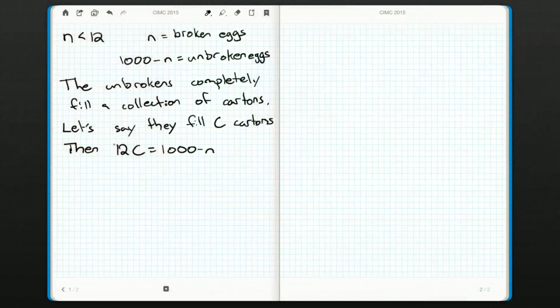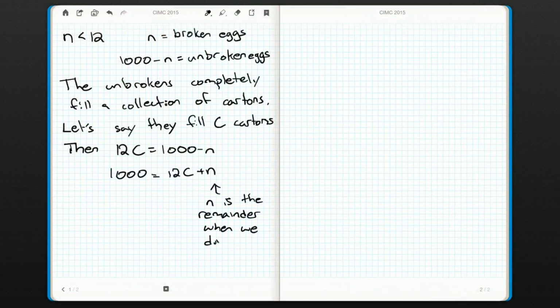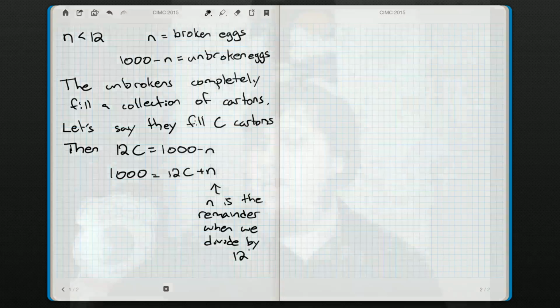That one in particular we can rearrange and say 1,000 is equal to 12C plus N. This is exactly the formulation of division, with N being less than 12. N must be the remainder when we divide by 12. So what we can do is grab our calculator and actually work out the remainder when we divide 1,000 by 12.